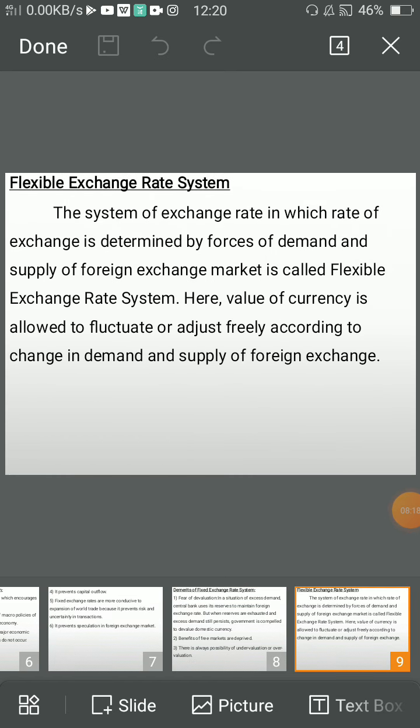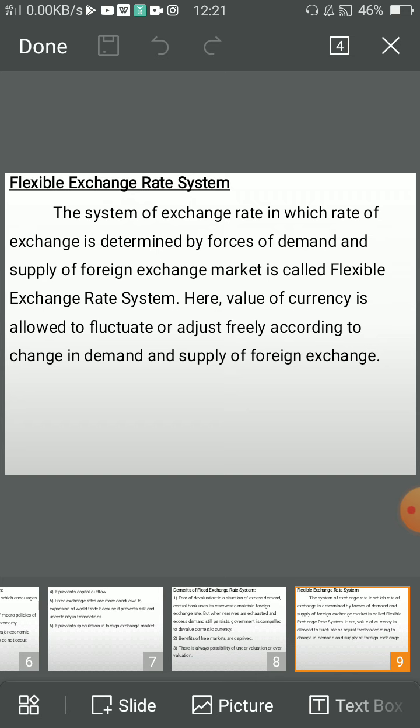Flexible exchange rate system. The system of exchange rate in which the rate of exchange is determined by forces of demand and supply of the foreign exchange market is called the flexible exchange rate system. Here, the value of currency is allowed to fluctuate or adjust freely according to change in demand and supply of foreign exchange. It means the exchange rate is determined by the market forces.